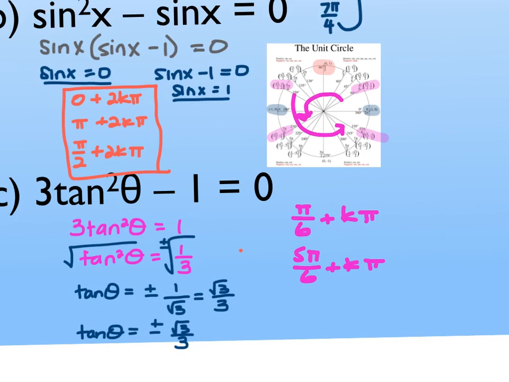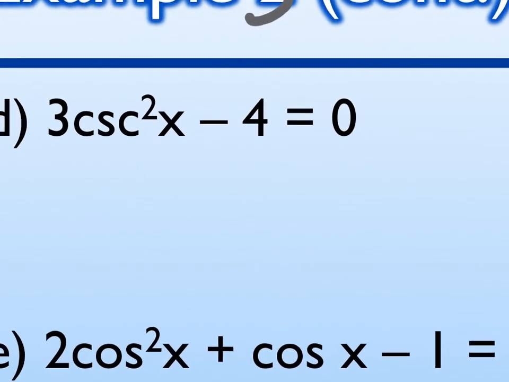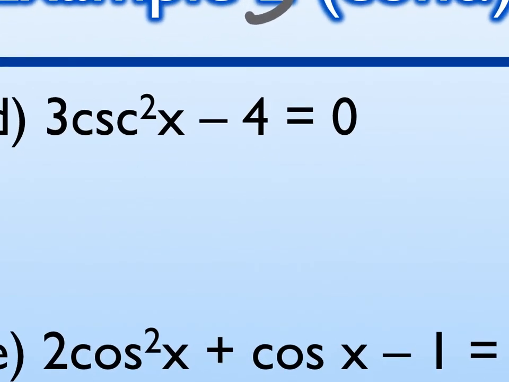If you add in those other two, so if you did pi over 6, 5 pi over 6, 7 pi over 6, and 11 pi over 6 plus k pi, I'm not going to mark it wrong. You're just adding in angles that are duplicates, but that's totally fine. All right, let's look at some more examples. So this is example 2. Actually, it says 2, but this should be example 3 continued. And D says 3 cosecant squared x minus 4 equals 0.